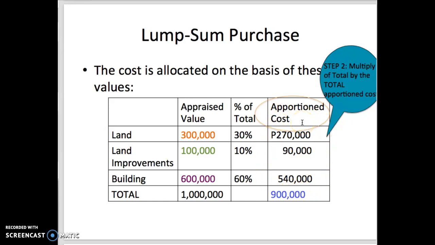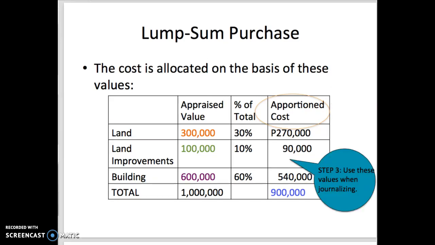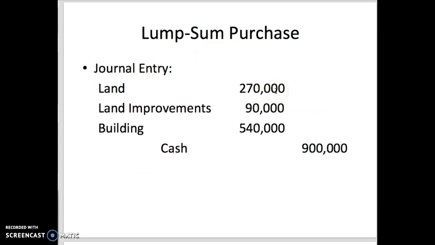The reason for this is that we get a discount because we bought in bulk. So instead of paying out 1 million, because we bought all of these items in one go, we only needed to pay 900,000 pesos. And so, when we journalize the transaction, we disregard the appraised value and instead focus on the apportioned cost. Therefore, debit land 270,000, debit land improvements 90,000, and debit building 540,000, and then credit cash 900,000. Now, in the next video, I'll start talking about depreciation.